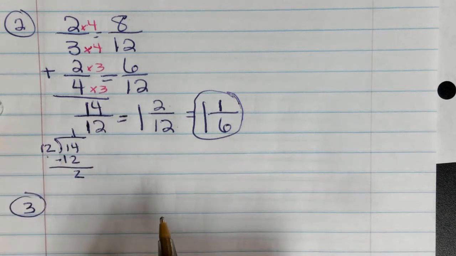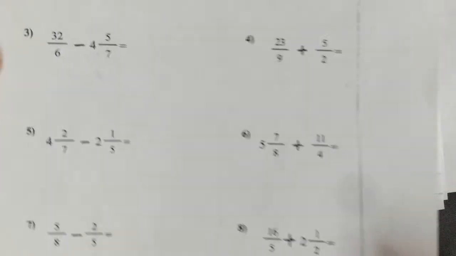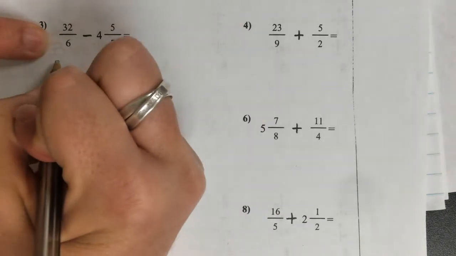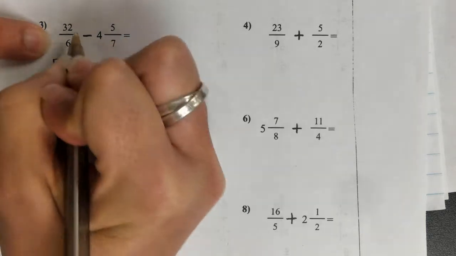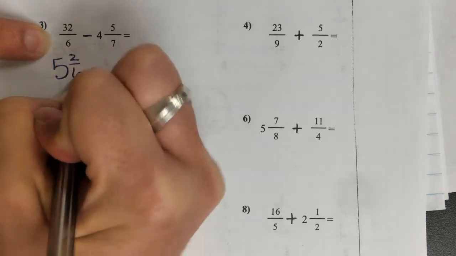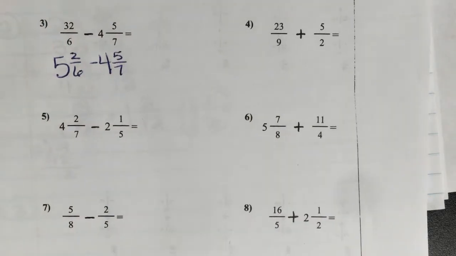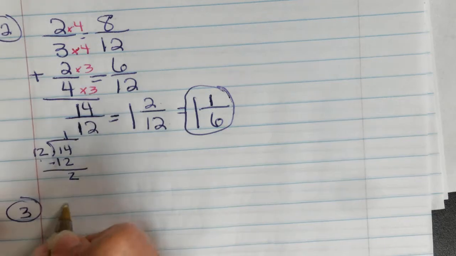On number 3, here I go. On number 3, I'm thinking this is the one we really need to change. 32/6. So, 32/6. How many 6's are in 32? 5. 5 is what? 30, right? 30. Okay. There'd be 2 left over out of 6. Okay. So, I'm going to write it like that on my paper. Here we go. 5 and 2/6.